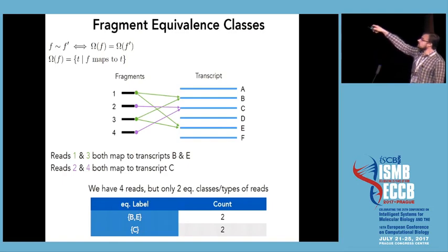I have an experiment with 4 fragments and transcripts A through F. Fragments 1 and 2 map to the exact same set of transcripts, B and E, while fragments 3 and 4 map to transcript C. So even though I have 4 different fragments in my experiment, I only have 2 types or classes of fragments. We can think about representing this as a table where we label the fragments by the transcripts they match to, and then we have the count of each.